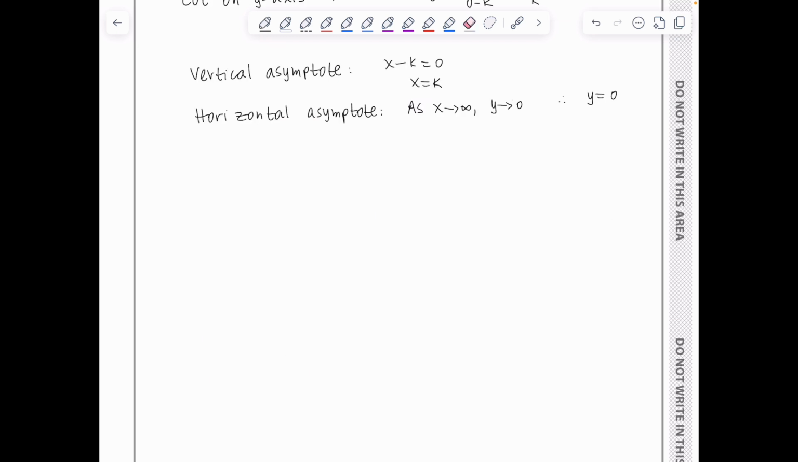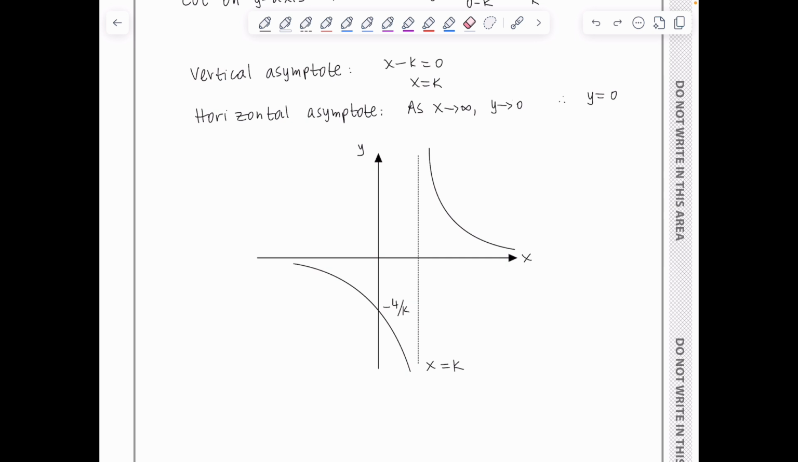This means we can proceed into sketching. We've got the x and the y-axis. We've got the vertical asymptote at x is k. And we've got the cut on the negative y-axis at minus 4 over k. So this is the graph of y is 4 over x minus k.